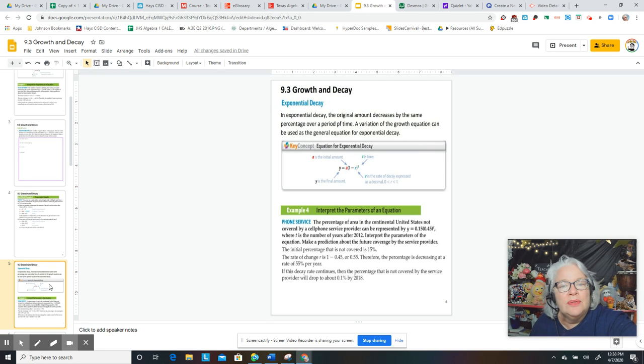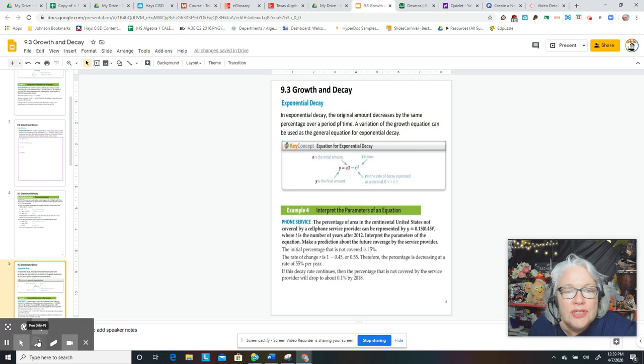Do one on our own. Oh, there's no guided practice. This is an exponential decay problem. In exponential decay, the original amount decreases by the same percentage over a period of time. It's a variation of the growth equation. So if you look at the decay equation, it's just like the growth equation, except you have a minus there instead of a plus. All the other things mean the same thing.